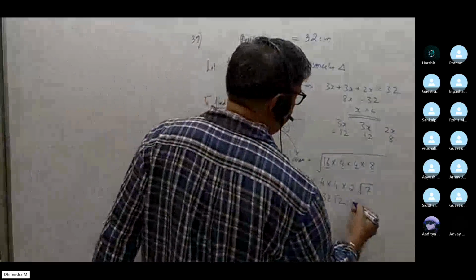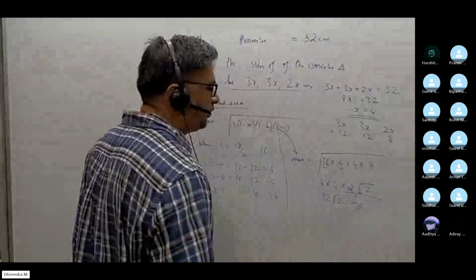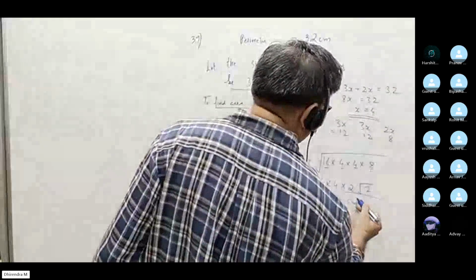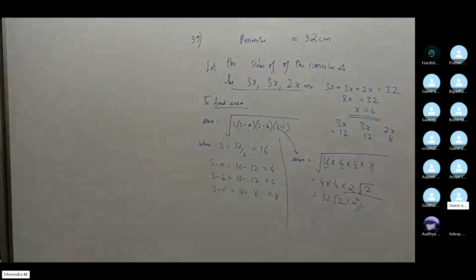And this is given in centimeter. So write centimeter square as the unit. Centimeter square it must be. Yes, so this is how we find the area of the triangle with all the information that is given.